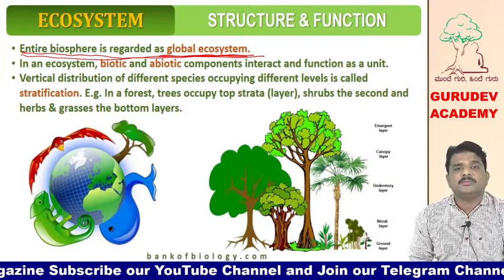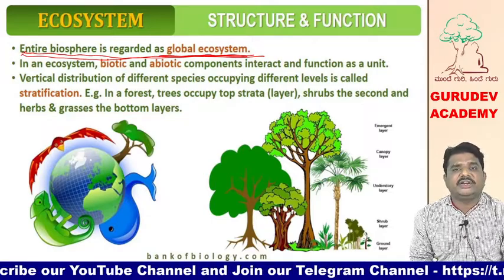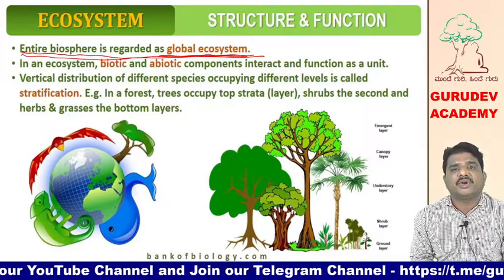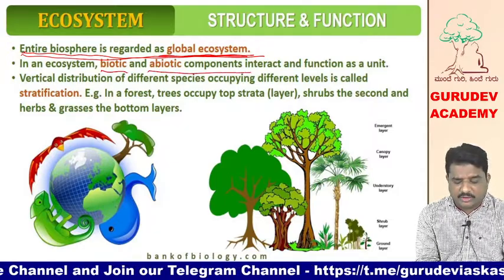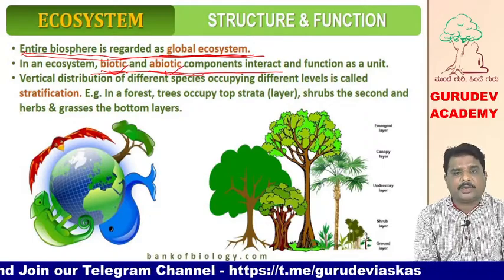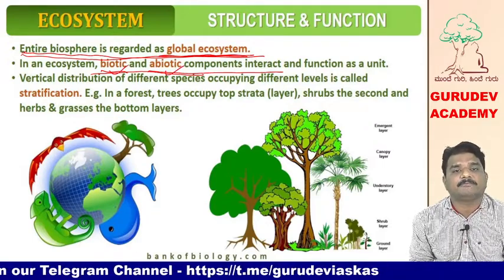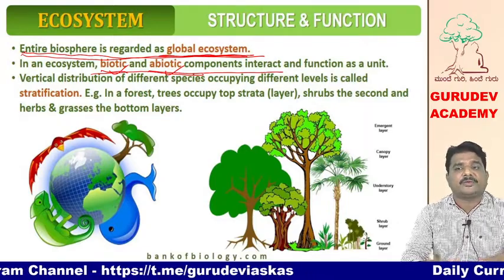What are the components the ecosystem consists of? Two components: biotic components and abiotic components. They interact with each other and form a functional unit. What is biotic and what is abiotic component, that we have to learn in detail. Biotic means living component. Abiotic means non-living component. So living component and non-living component interact and form an ecosystem.